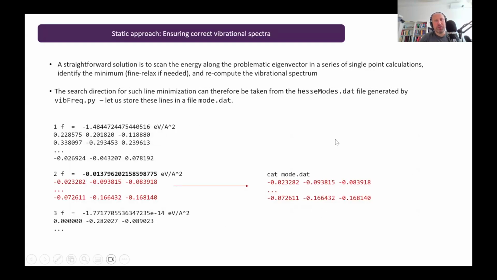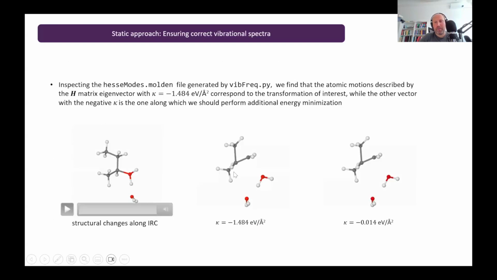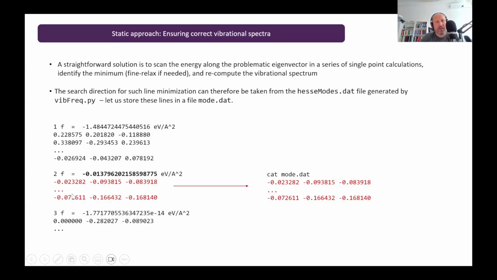So a straightforward solution to the problem, of course, is then to scan the energy along this problematic eigenvector. Okay, I scan the energy in a series of single point calculations and then identify the minimum, fine relax if needed, and recompute the vibrational spectrum. Okay, and this can be done very easily. So from Hesse modes, we just take the corresponding eigenvectors. In our case, the problematic one was the one with the lower negative force constant. So this is n line, and we store it in a separate file. Let's call it mode dot.